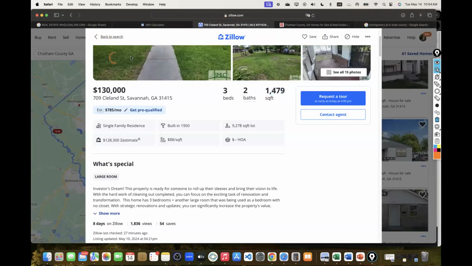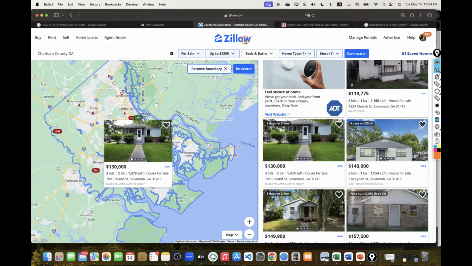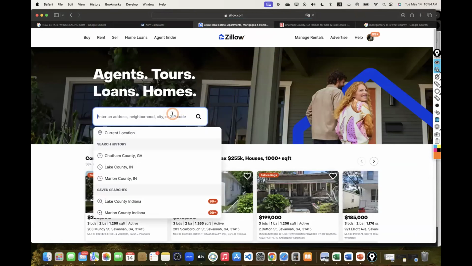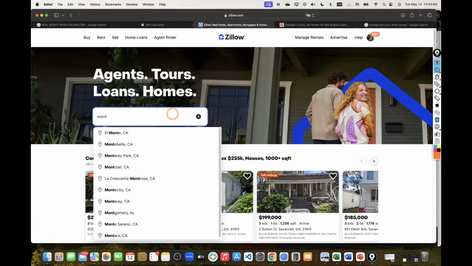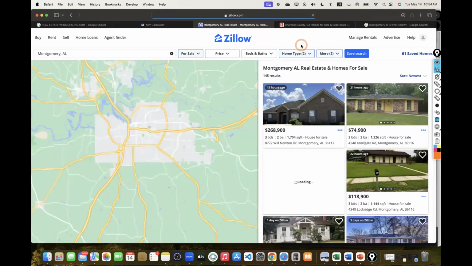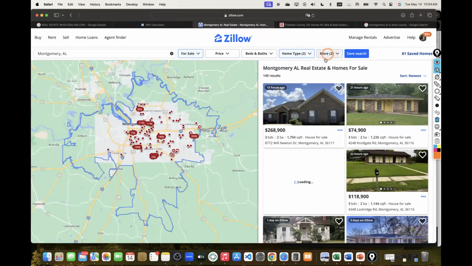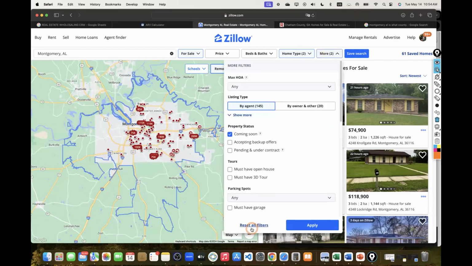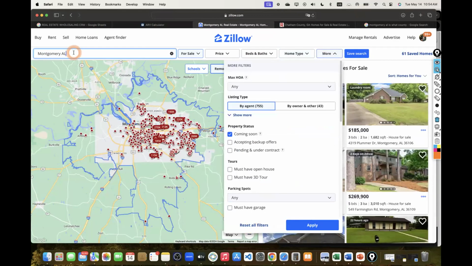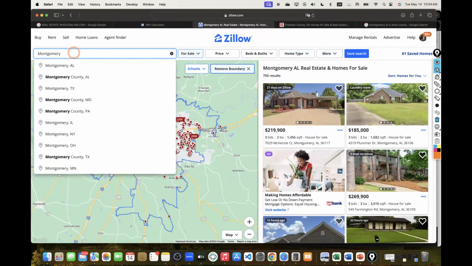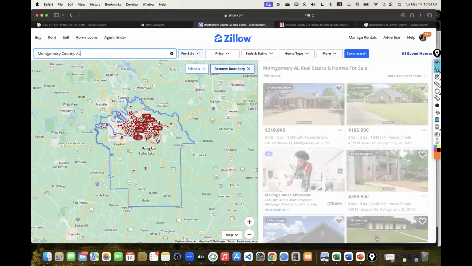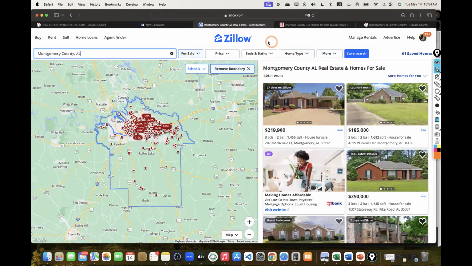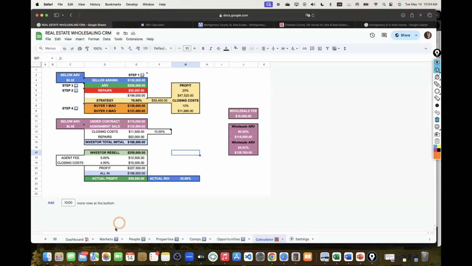So we're going to do another analysis, if you guys are okay with us doing Montgomery, Alabama. All right, let's reset all this. Again, it's a brand new market. Montgomery County, here we go. So we're going to do this all over again. Go back to my market.